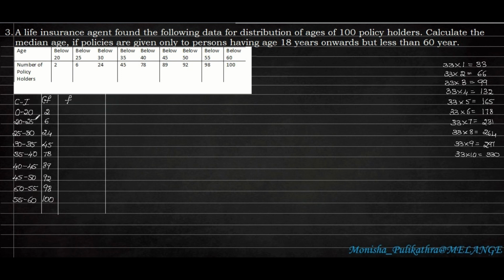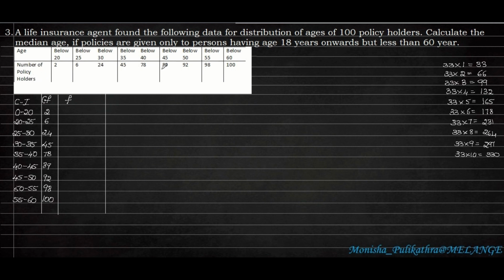Or else you can't write the values for the lower limit. If you are writing below this type of reading, you can't write the lower limit. So if they give any question like this, then you have to change it into class interval form. Below 20 should be written as 0 to 20, below 25 as 20 to 25, and so on. Okay.